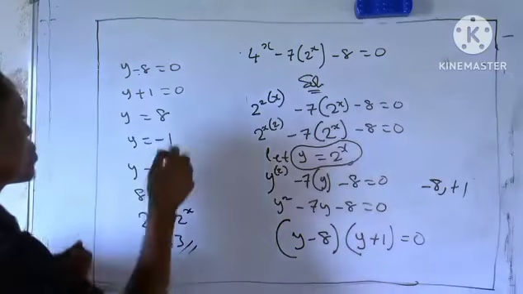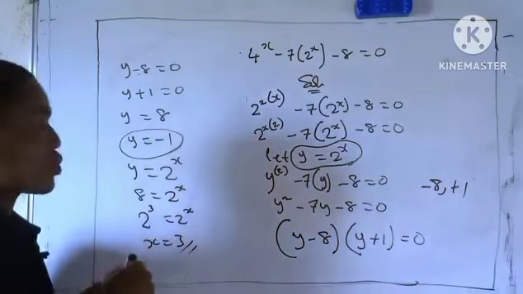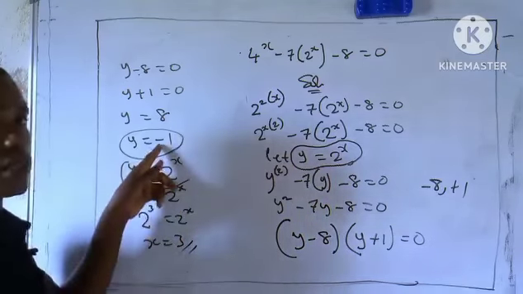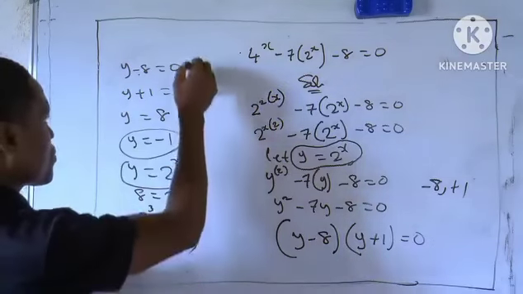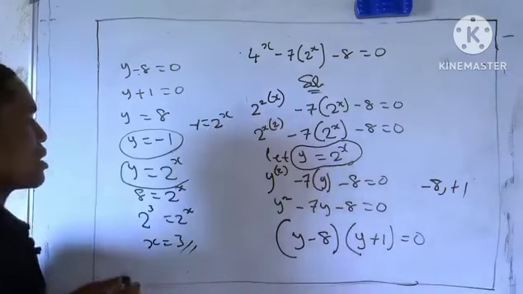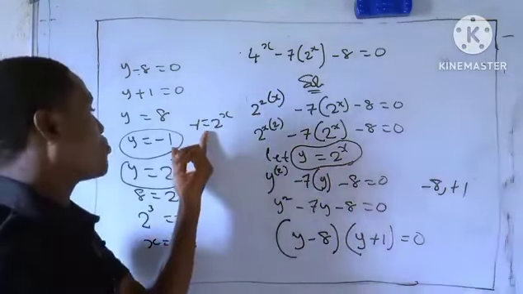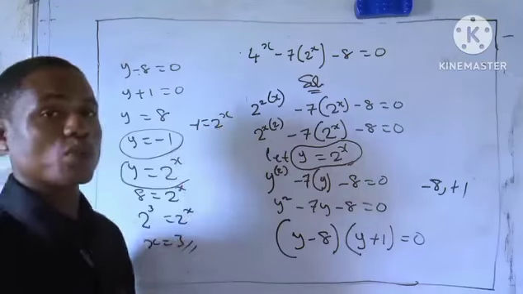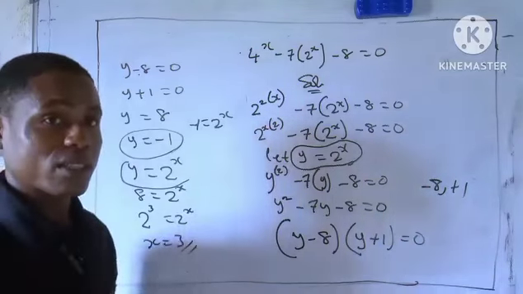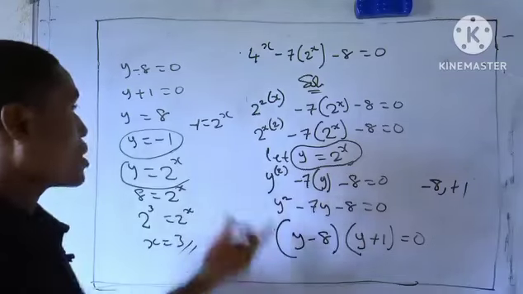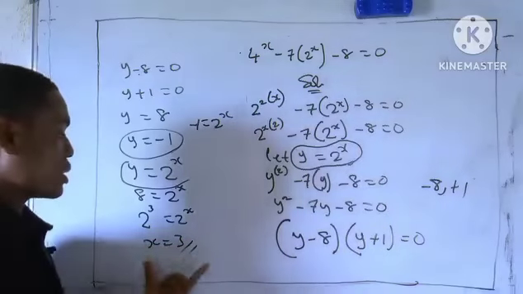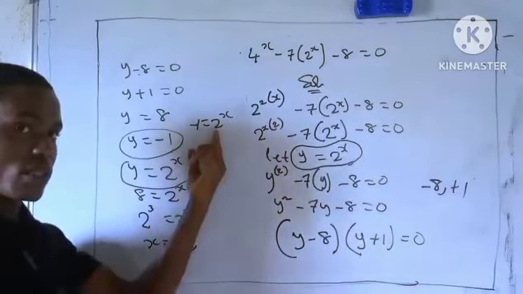Okay, and the second one is y equal to minus 1, right? And this is the equation. So anywhere we see y here, we put negative 1. So we have negative 1 equal to 2 raised to power x. You can see that minus 1 equal to 2 raised to power x is not a solution. There is no way you can solve it. Are you getting it? There's no way you can solve it. So the answer to this given equation is x equal to 3. Okay? So this is the value of x, not this.